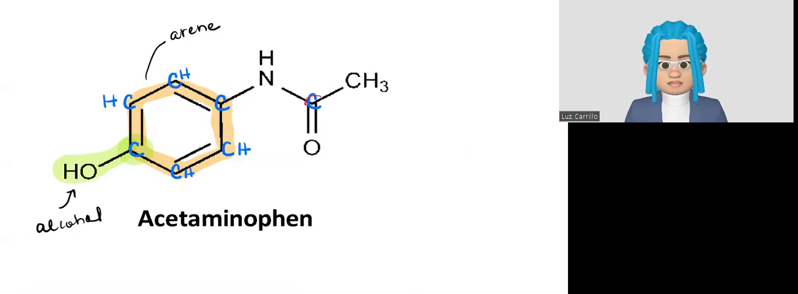In this molecule, we have a carbonyl group that is bonded to nitrogen on one side. We can see the other side is actually bonded to carbon. And when we have a carbonyl group that is bonded to nitrogen on one side, that specifically is known as an amide.